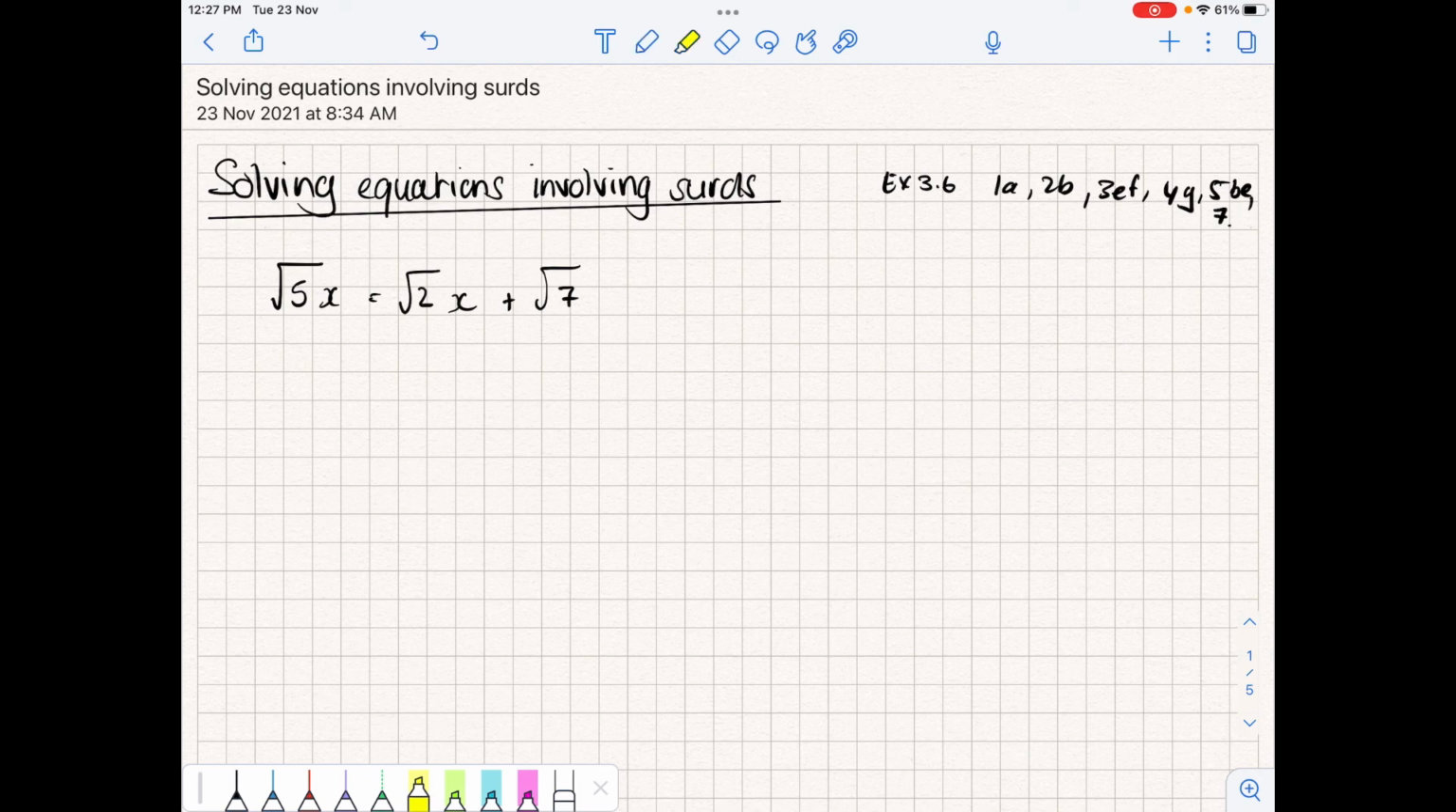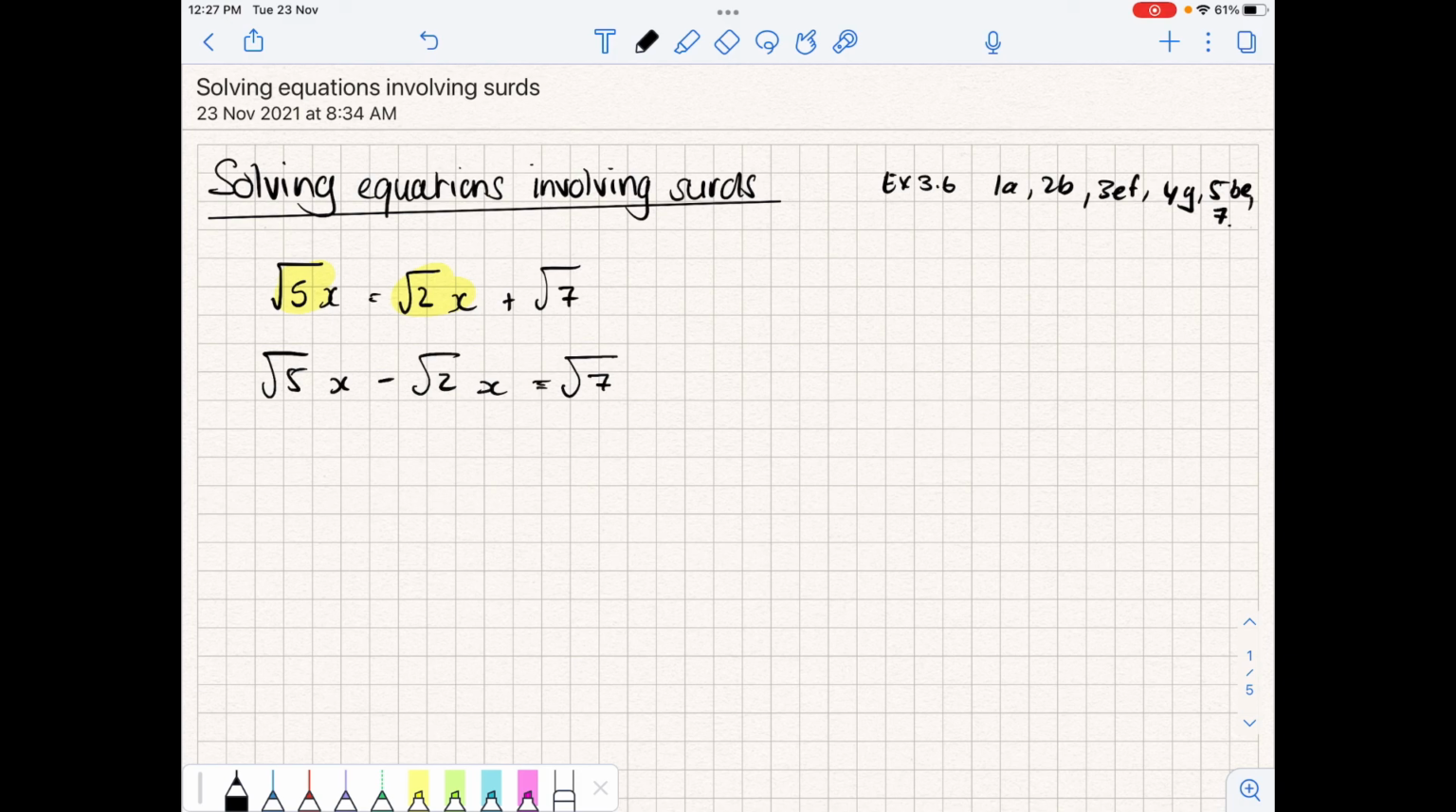Now, we cannot just treat these as coefficients in front of the x, because we can't say that the square root of 5 take away the square root of 2 is the square root of 3. Right? That's not the way it works. So what we need to do is isolate x on the one side and anything that doesn't have an x on the other side. So we'll get square root 5x minus square root 2x equal to square root 7.